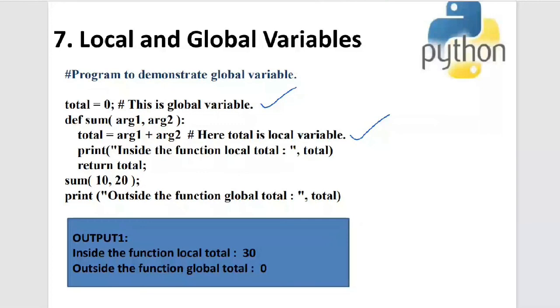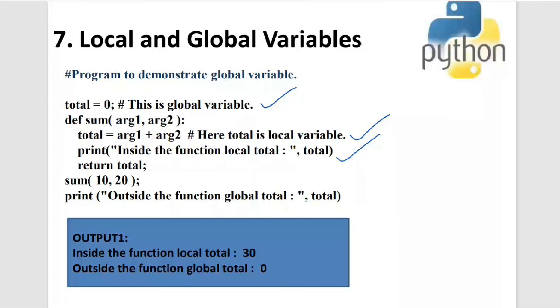I just wanted to show you another variant of it. So I said total is equal to arg1 plus arg2. Now here total became the local variable inside the function. So what happened? Total is printed, where I gave 10, 20. It is summing it up to 30 and total is printed as 30 over here.